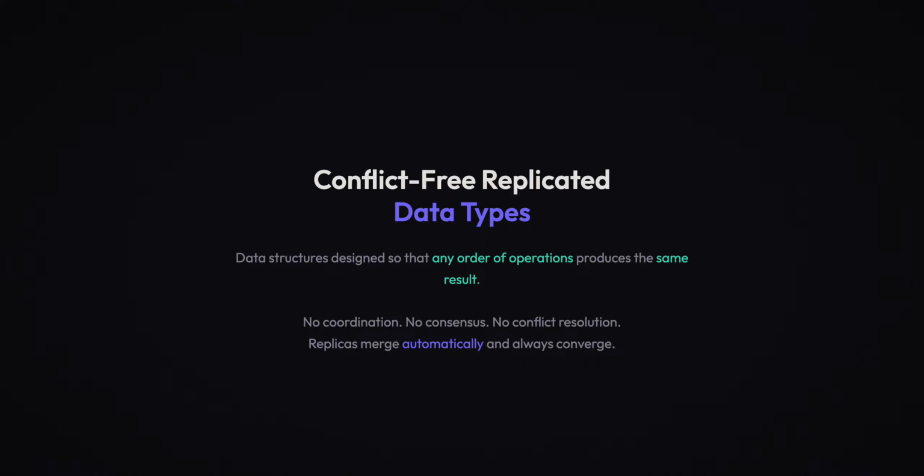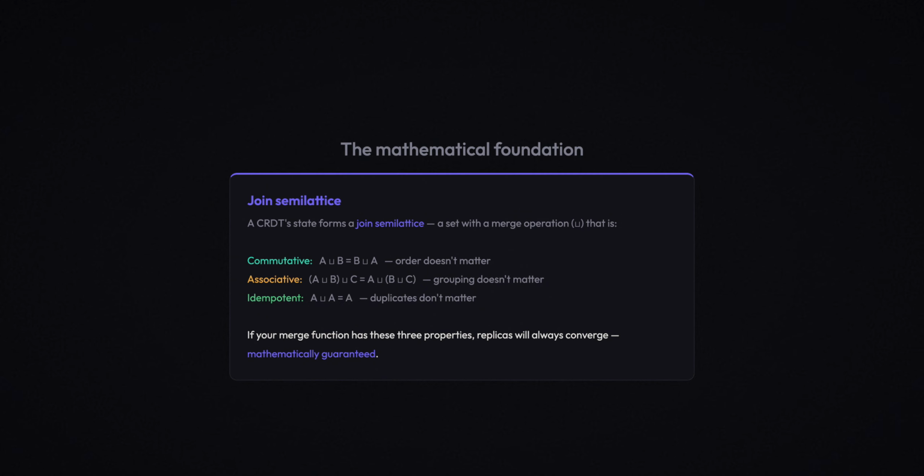Two replicas can be edited independently, even offline, and when they sync, they merge into the same state. Guaranteed. This sounds like magic. It's not, it's mathematics. The mathematical foundation is a structure called a join semilattice. Don't let the name scare you. The idea is simple. A CRDT's merge operation has three properties.